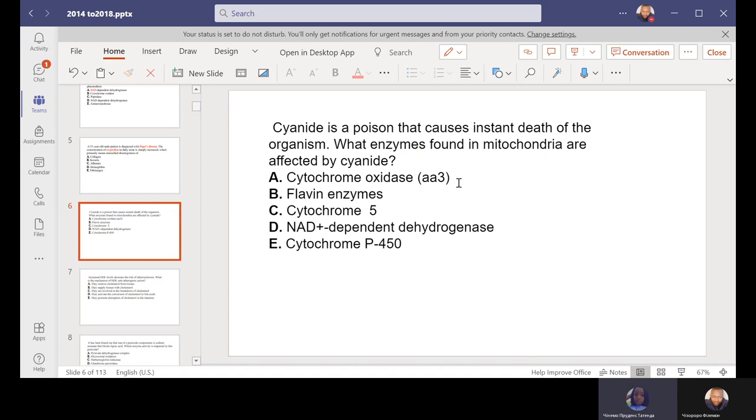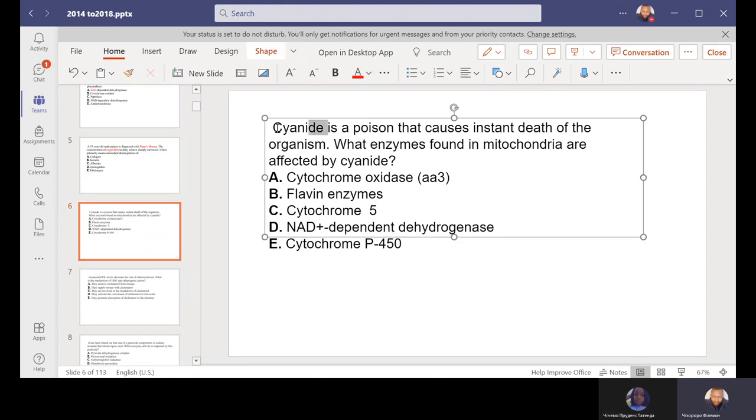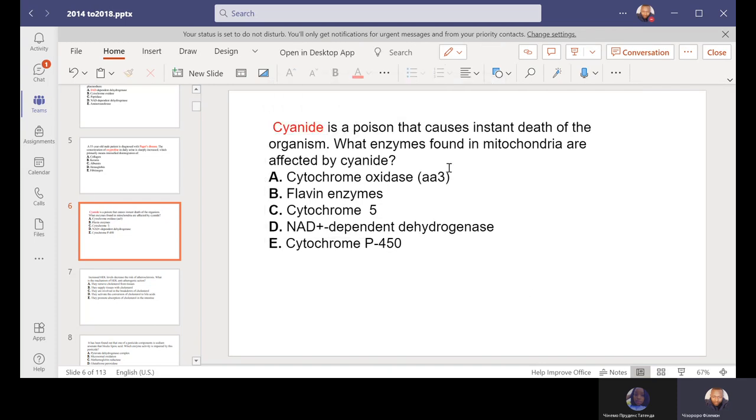Cyanide is a poison that causes instant death of the organism. What enzymes found in mitochondria are affected by cyanide? I know it's a cytochrome, and yes, it's cytochrome oxidase. Cytochrome oxidase is the enzyme usually poisoned by cyanide. It's an enzyme found in the electron transport chain, also known as complex 4.